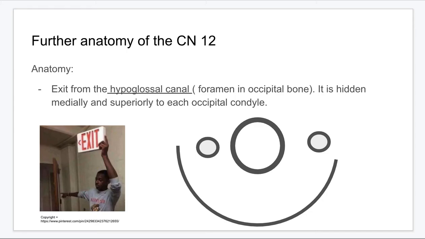The next thing is going to be anatomy. Cranial nerve 12 exits the skull through the hypoglossus canal, and this canal is located in the occipital bone, medially and superiorly to the occipital condyle. So the occipital condyles are kind of here and here, and the canals are very medial and also superior.